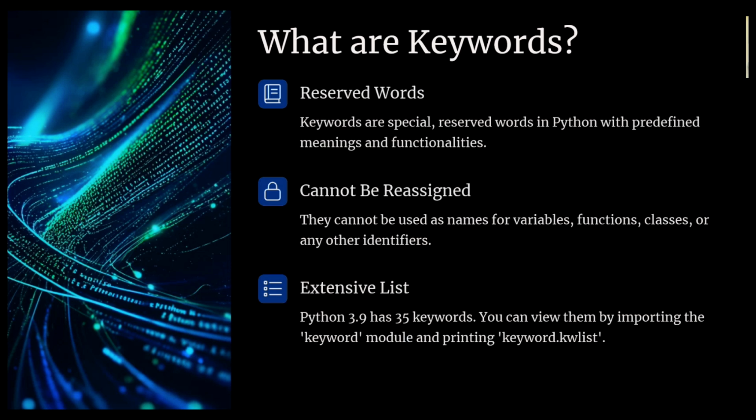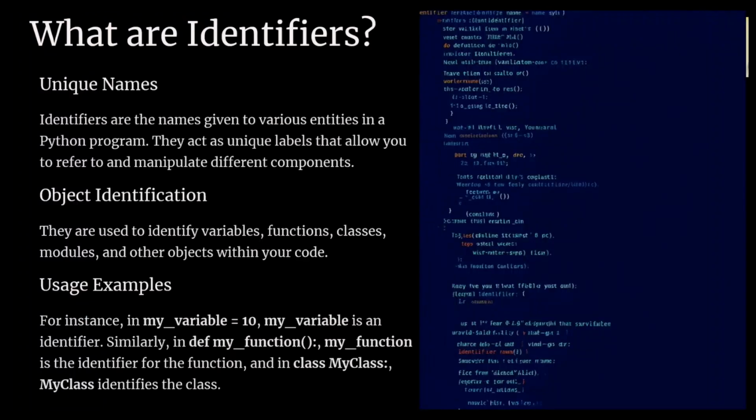Let's continue. The next one is identifier. Let's see what identifiers are. Identifiers are unique names, nothing but your variables. Identifiers are the names given to the various entities in a Python program. They act as unique labels that allow you to refer to and manipulate different components. An identifier is nothing but a name.